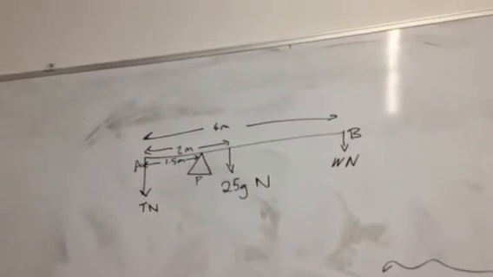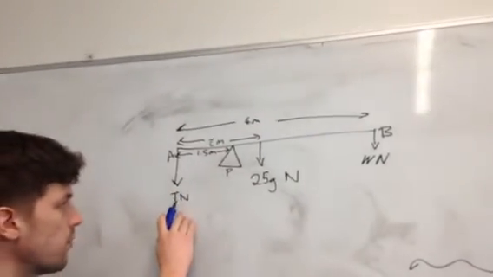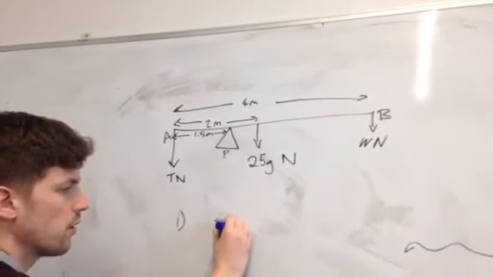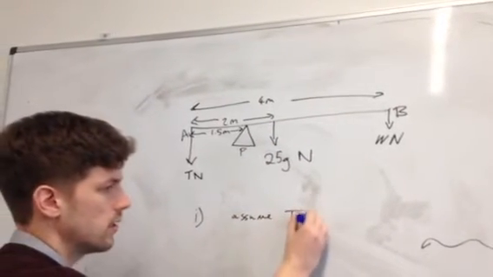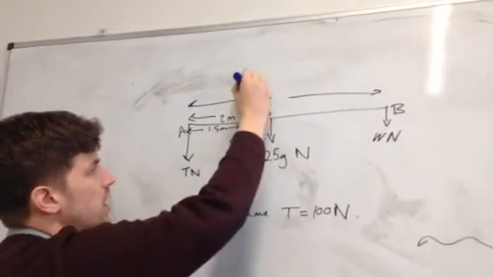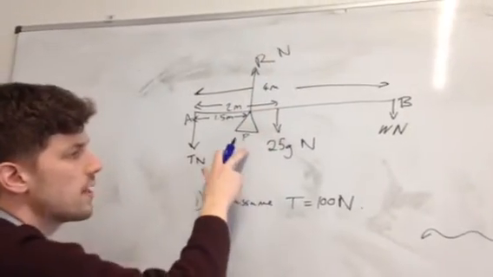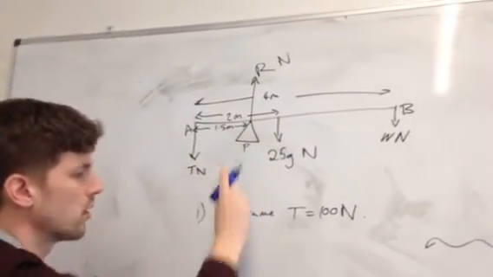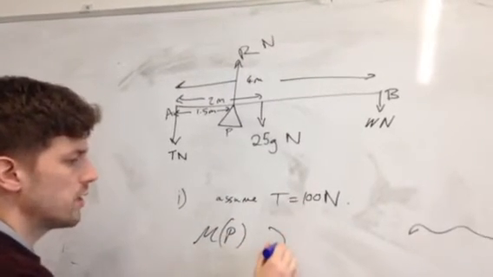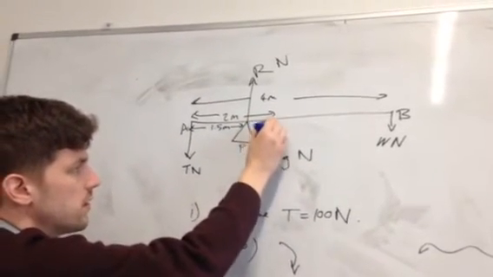So the maximum tension that the cable can stand before it snaps and they fall over is 100 newtons. So let's assume T is equal to 100 newtons. Now we've got a reaction force here at P that we don't know. So let's take moments about P. So taking moments about P in a clockwise direction, this distance here must be 0.5 meters.